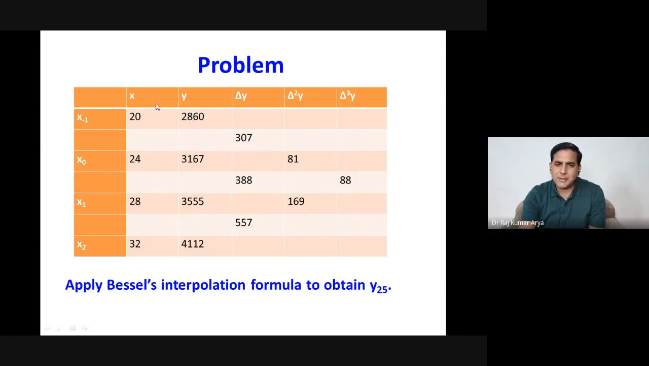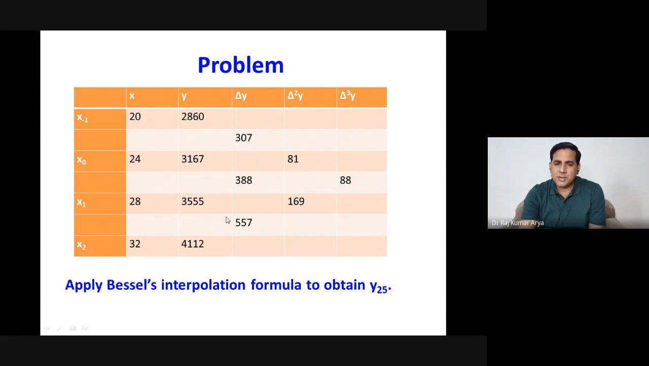So you have here x values 20, 24, 28, 32. These are your values of x. Corresponding values of y are 2860, 3167, 3555, 4112. These are your function values here.